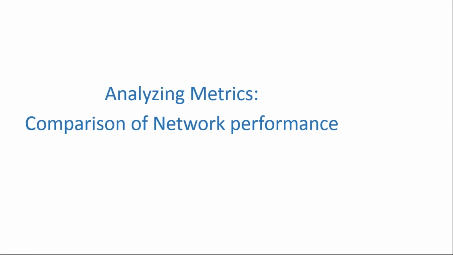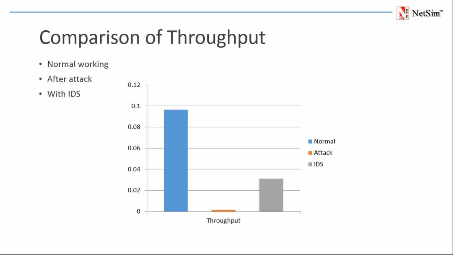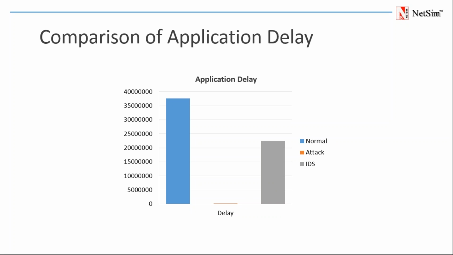So these are some comparisons of network performance. This one is your normal working, and this is your throughput after attack. So no packet is being sent. When IDS is used, some of the packets can be recovered from that malicious node. This is application delay in normal mode, in attack mode, and in IDS mode.